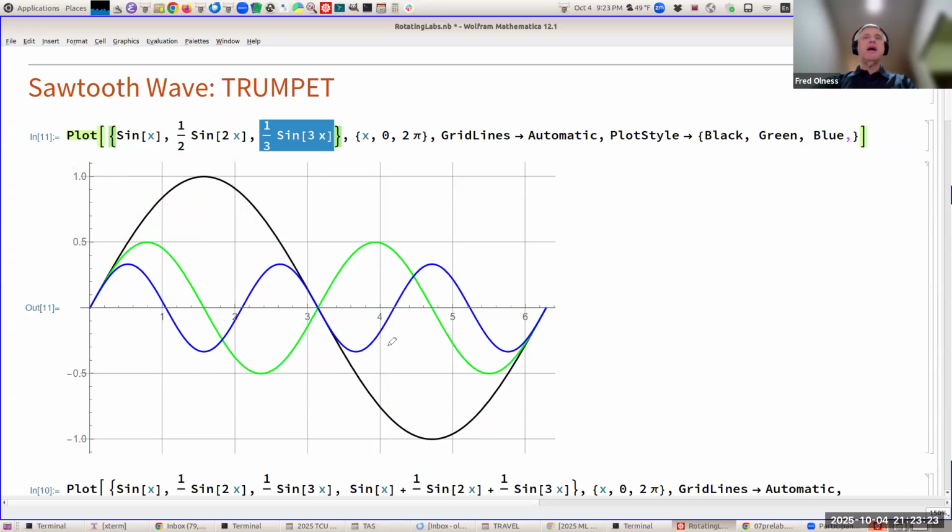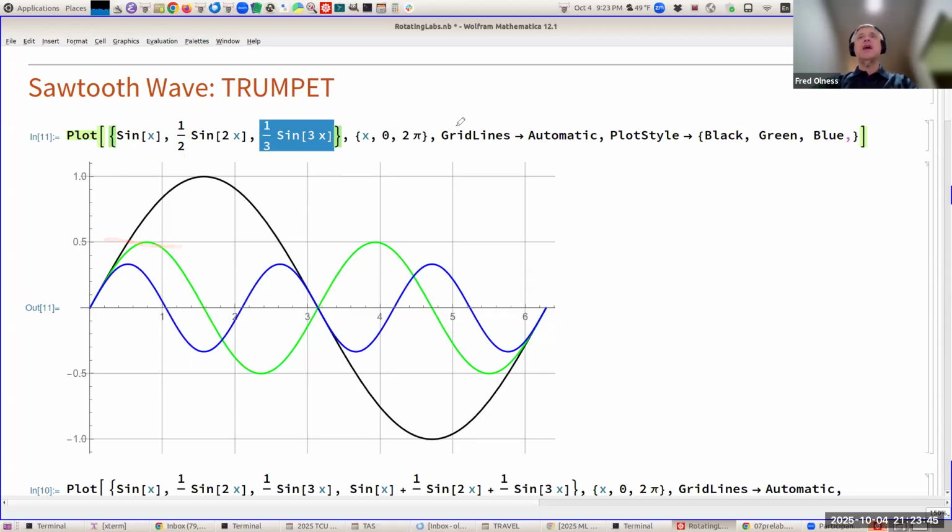And so you see the black curve goes through one cycle. At this point, the green curve goes through one cycle here, a second cycle here. It's got twice the frequency, but one half the amplitude. Whereas this one goes up to 1 unit, the green curve goes up to a half unit, 0.5.